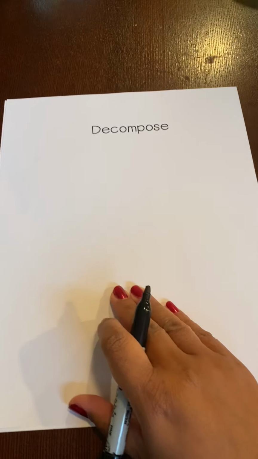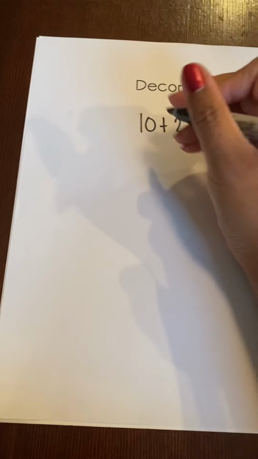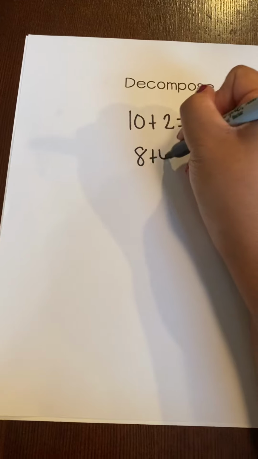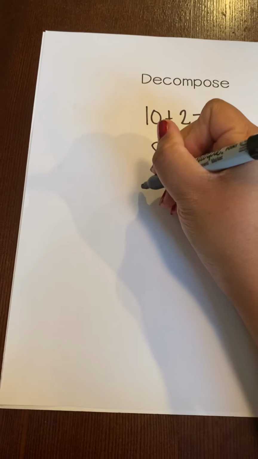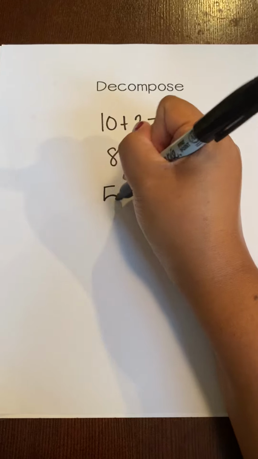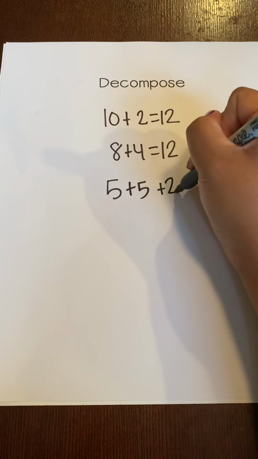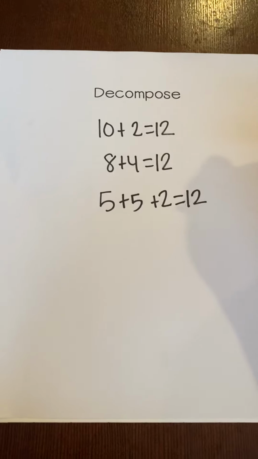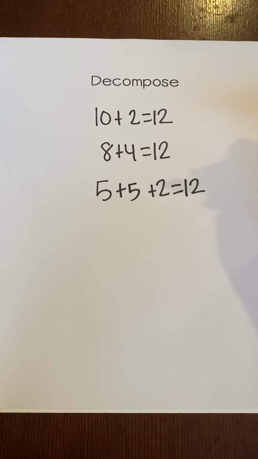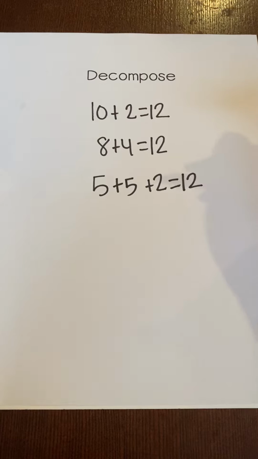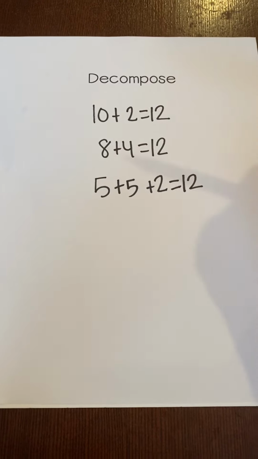Okay, decompose. Last one. I apologize, my friends. So, little mathematicians, decompose. The number was 12. You're going to do as many number sentences as you want. So 10 plus 2 equals 12. 8 plus 4 equals 12. I could decompose this one into 5 plus 5 plus 2 equals 12. You guys can do your normal 5,000 minus 988 if you wanted to. Yes, families, they have been doing that. Not all of them, but some.